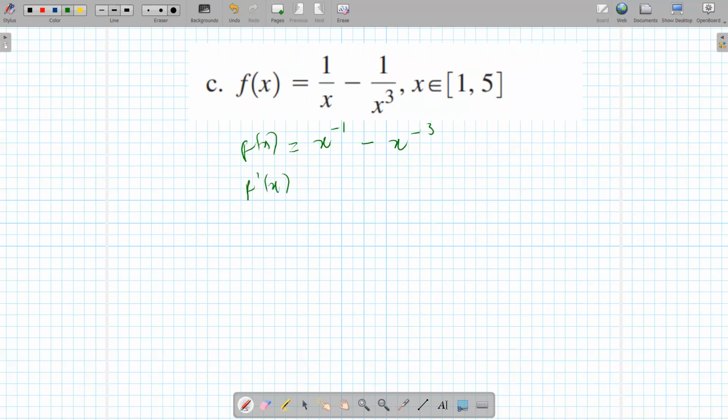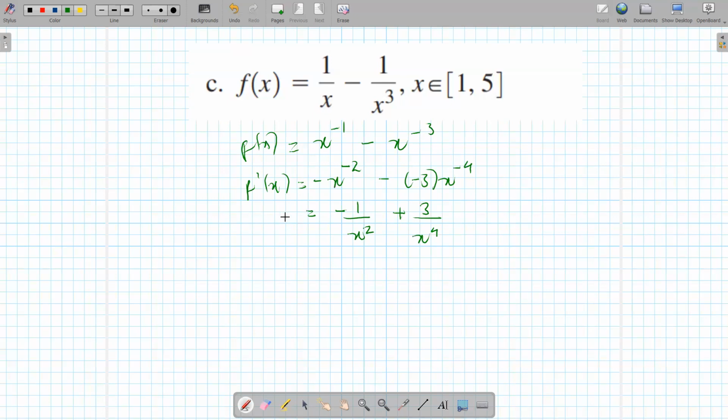Let's find f prime of x. What do we get? -1 times x to the power of what? Oh, -2. Yeah, -2, minus -3 times x to the power of -4. I'm going to toss that in the denominator. So -1 over x squared, then this becomes plus 3 over x to the 4th, like that. Okay?